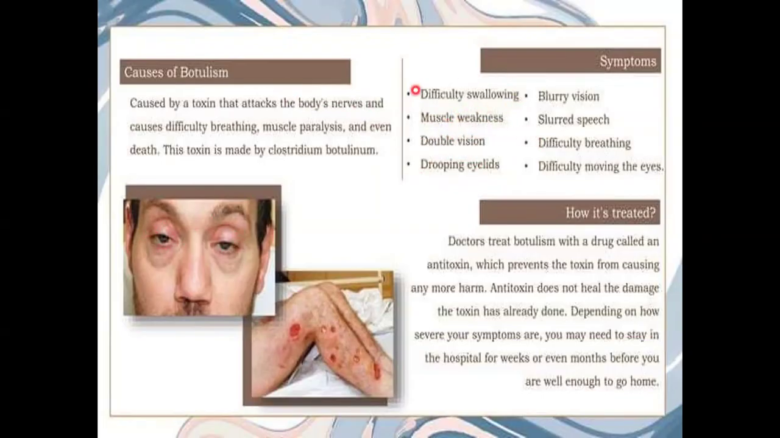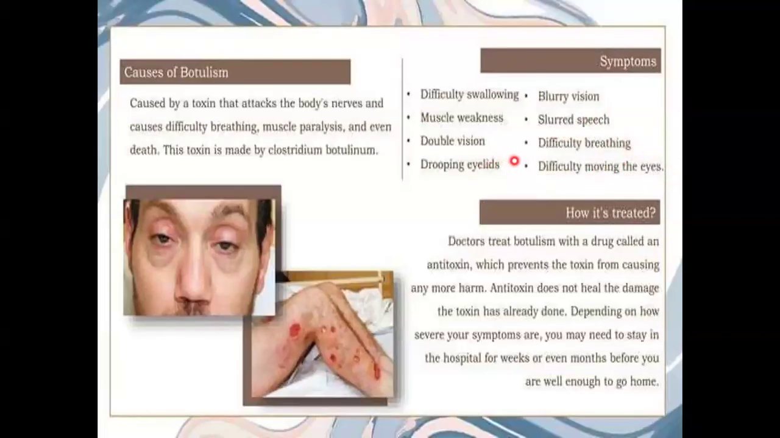Then difficulty swallowing. Once the muscles of the throat and esophagus are affected, there'll be difficulty swallowing. We call this dysphagia. Blurry vision, because you're getting double vision. Slurred speech, because the muscles of the pharynx and larynx have been affected. Then difficulty breathing. Once your diaphragm muscles have been affected, obviously you'll get difficulty breathing. Difficulty moving your eyes.